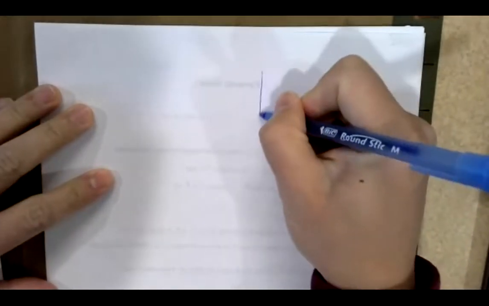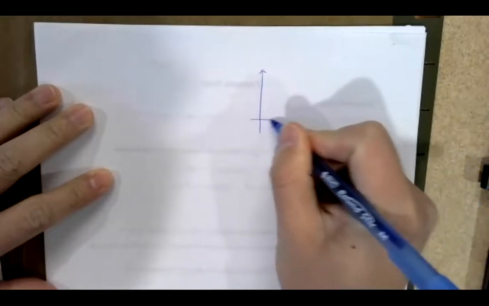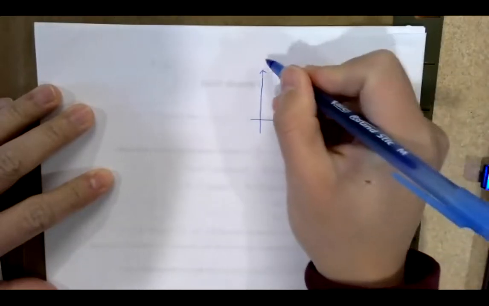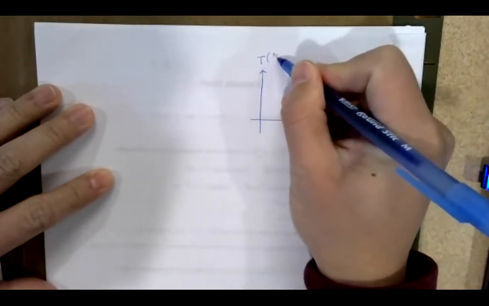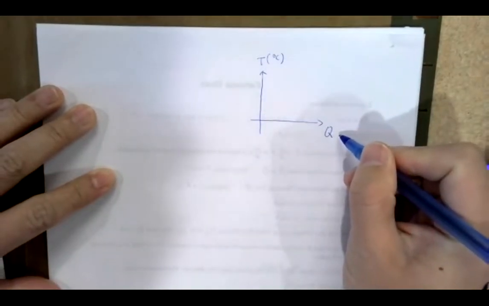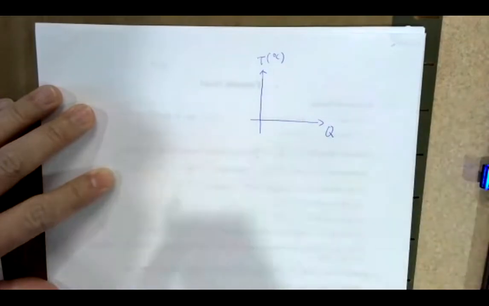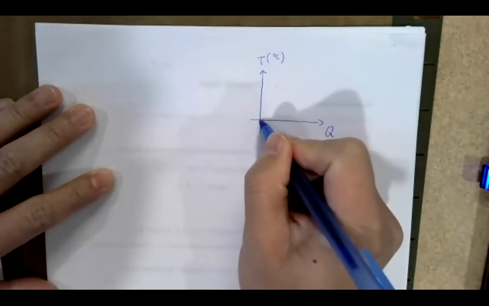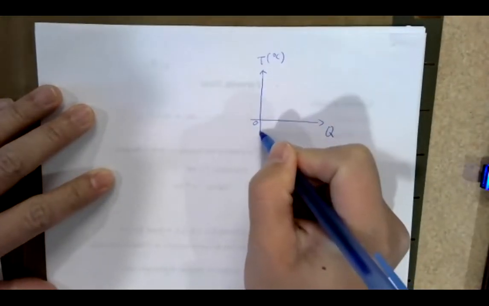All right. So this is what you are going to do with this type of problem. You're going to have a vertical axis as temperature, in degrees Celsius. You're going to have Q, the heat added, as the horizontal axis. This is 0 degrees Celsius over here, okay.